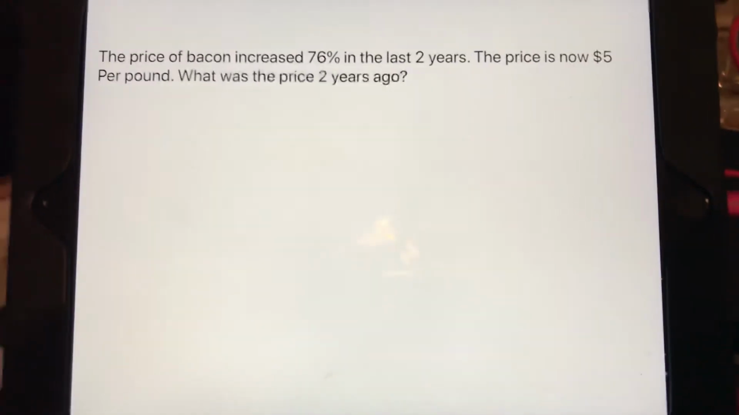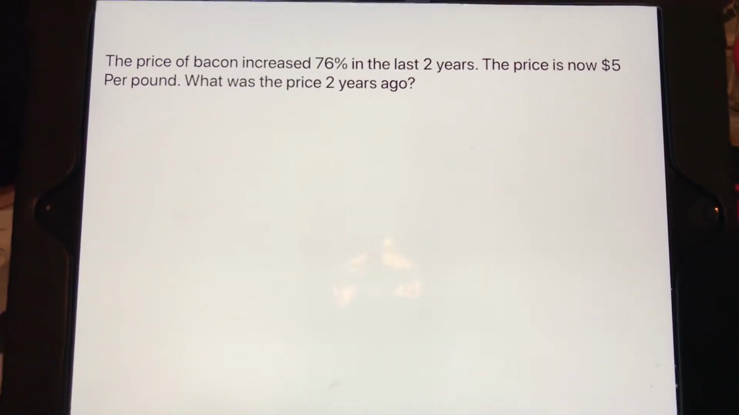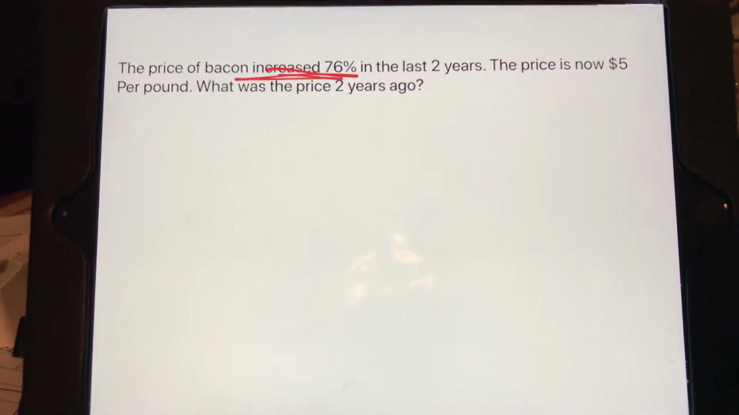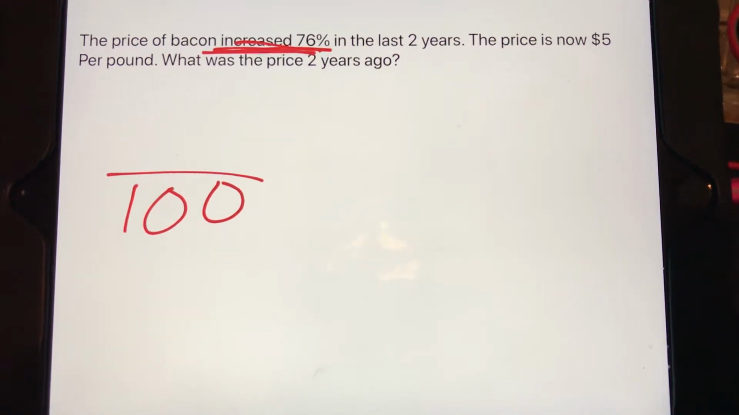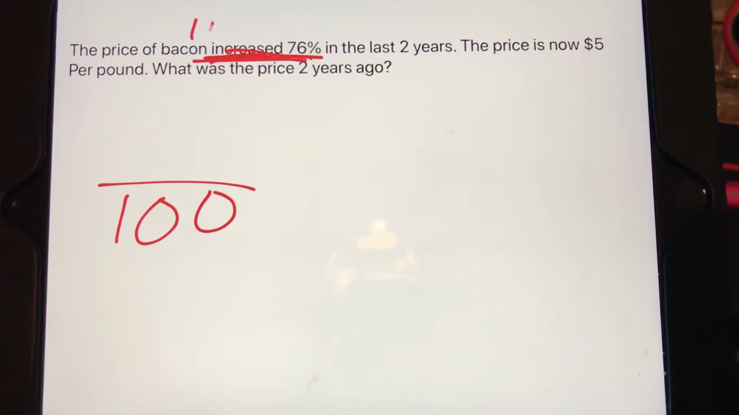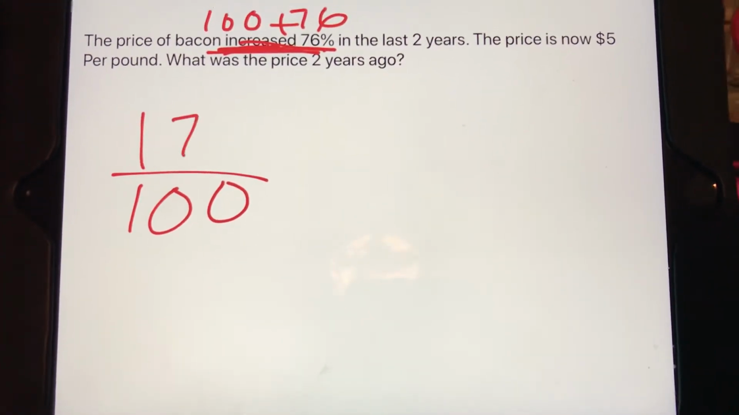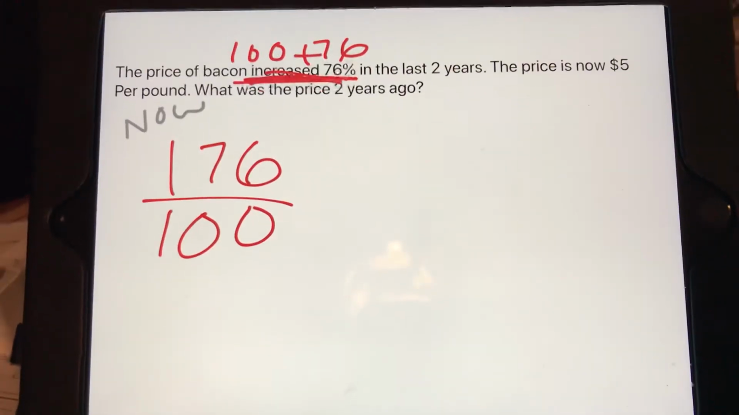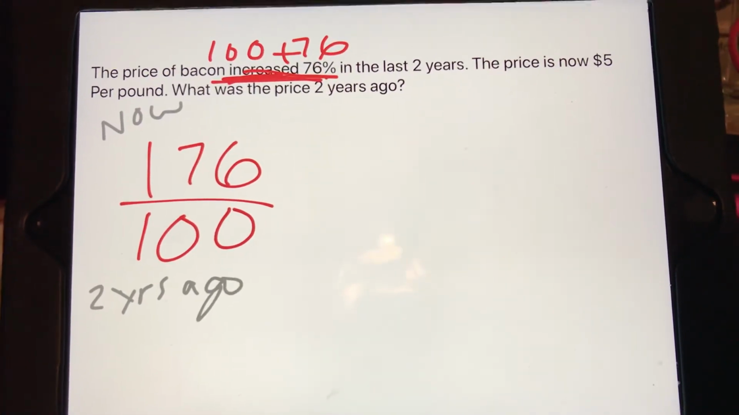Now, that works similarly if we're talking about an increase. So, made-up data, both of these made up. The price of bacon increased 76% in the last 2 years. Now we're talking about an increase of 76%. So again, we're referencing as 100. Relative change has a reference base of 100%. So if it increased, we take the base reference and we add the 76. So now is 176, and 2 years ago, or then, is the denominator.